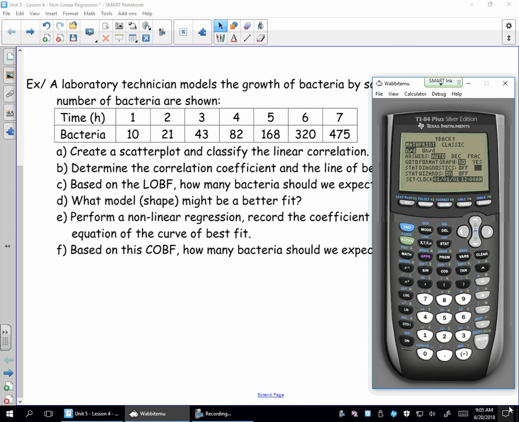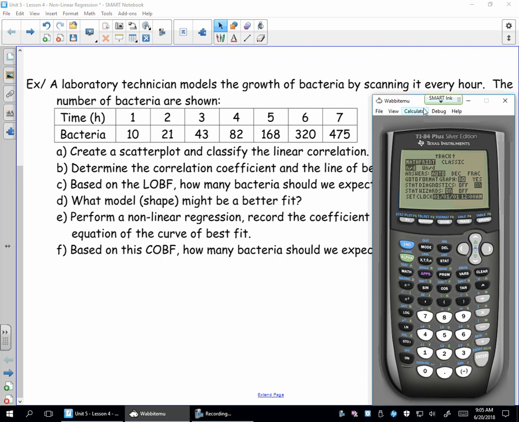Okay, our example is looking at the growth of bacteria. This is an example we've talked about in grade 11. We know what kind of shape it probably is going to fit. We're just going to look how to do it with a graphing calculator. What do we do first? We got to enter our stats, right? So stat, edit, let's put our data in. L1, go over to L2. Check your numbers, make sure you got them all right. Oh, I messed one up, so 320, 168, 82, 43, 21, and 10.